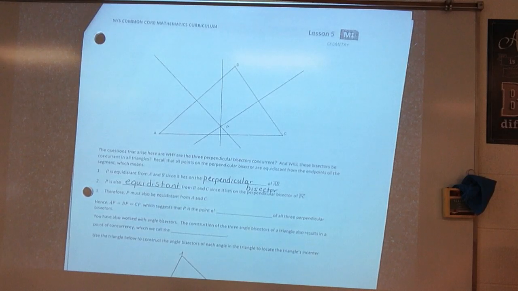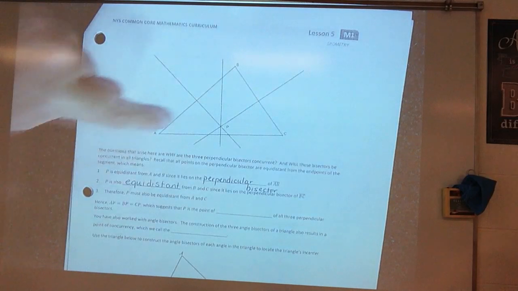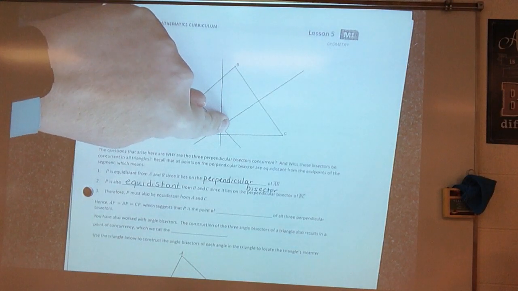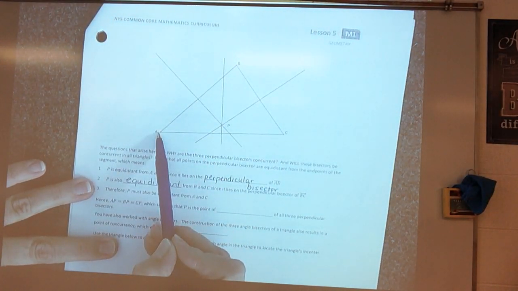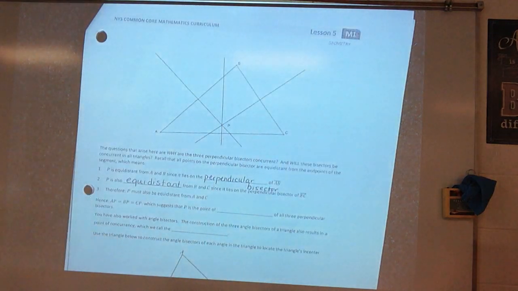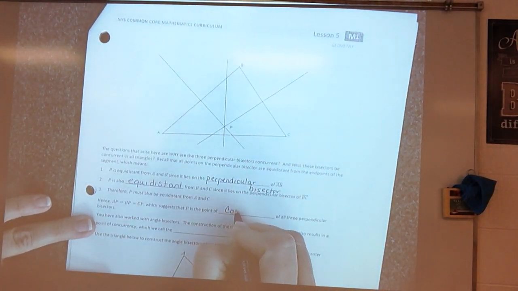So since we know that, then P must also be the same distance from A and from C. Now they're telling me that the distance from A to P and C to P is going to be the same. So, we know that AP is equal to BP is equal to CP, which suggests that P is the point of what? Well, what did we just say? The point of concurrency.